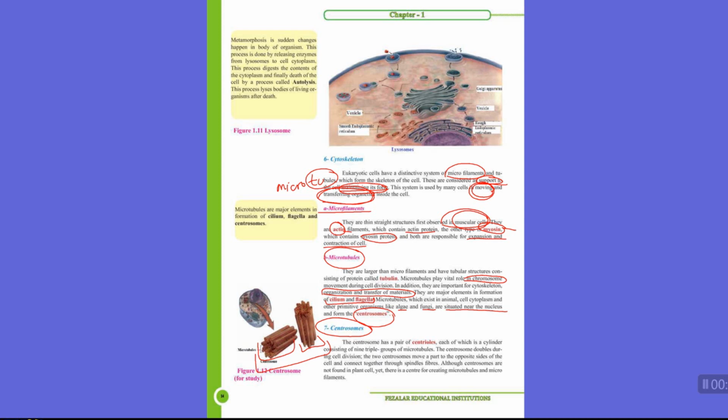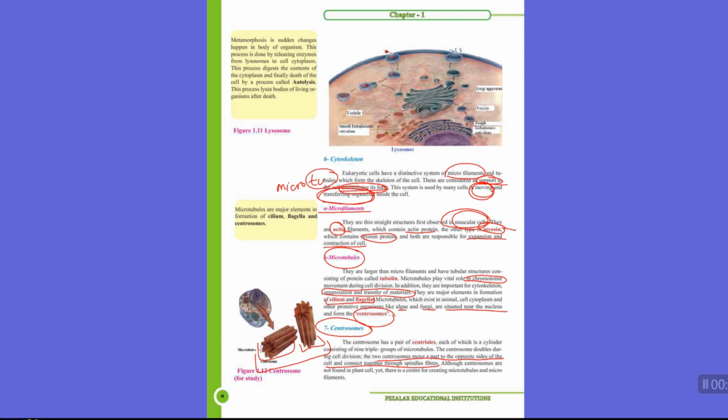Each centriole is a cylinder that consists of nine triple groups. We can count: 1, 2, 3, 4, 5, 6, 7, 8 and 9 groups, nine triple groups of microtubules. The centrosome doubles during cell division. Two centrosomes move apart to opposite sides of the cell and connect together through spindle fibers. Although centrosomes are not found in plant cells, yet there is a center for creating microtubules and microfilaments.